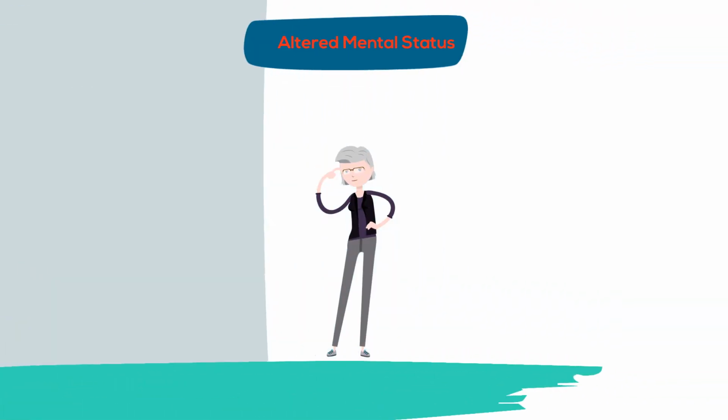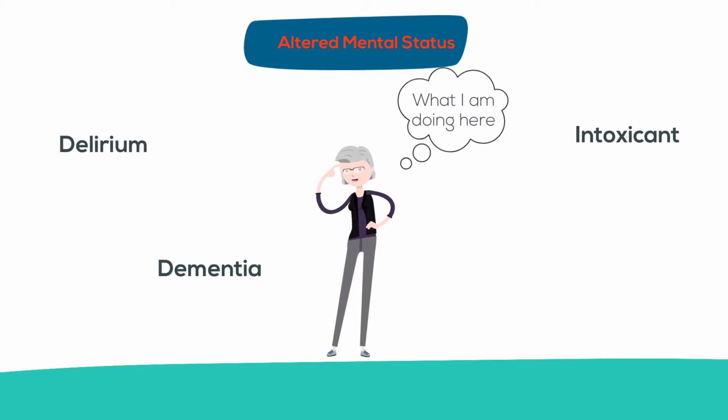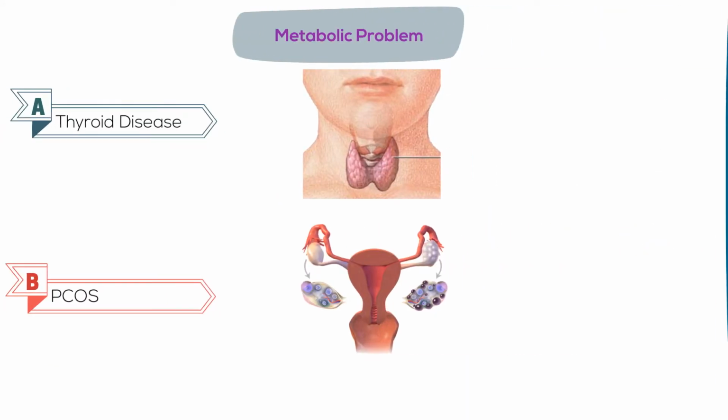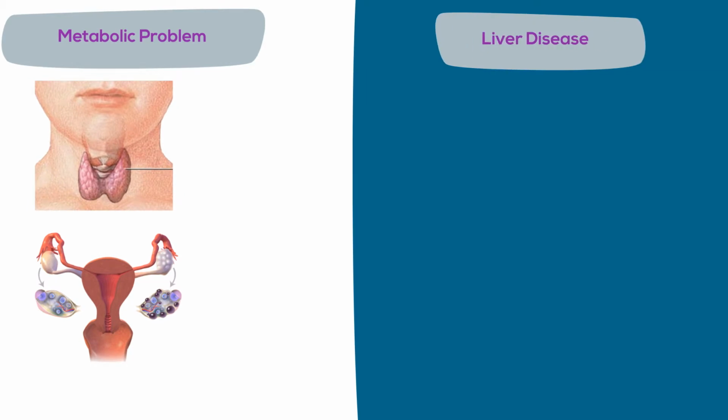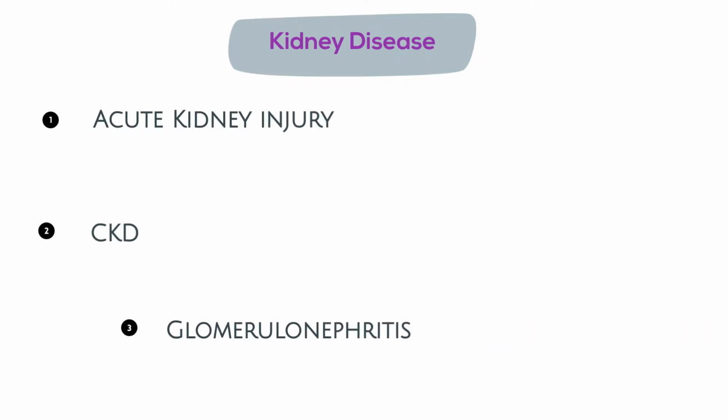Altered mental status, for example, delirium, dementia, intoxicant, and medication. Metabolic problem like thyroid disease or PCOS. Liver disease such as hepatitis or cirrhosis. Kidney disease like acute kidney injury, CKD or glomerulonephritis.